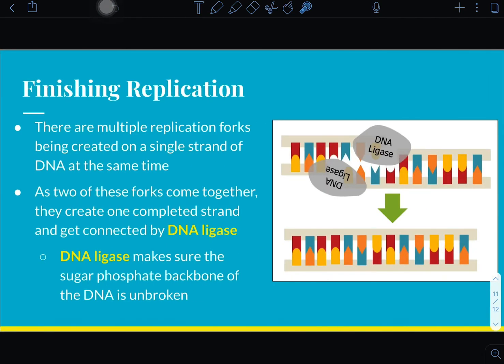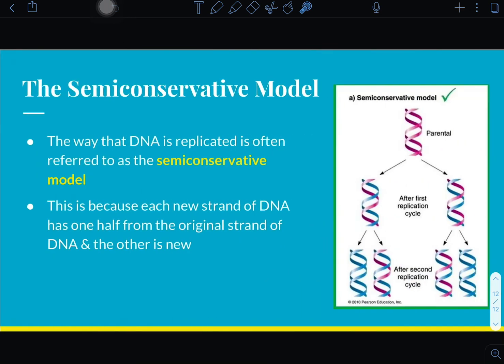Okay, so then at the very end, there is another enzyme that goes through. There are multiple replication forks going through to create a DNA strand. As these forks come together, they will create one complete strand when we're all done, and they connect them with another enzyme called DNA ligase. And it makes sure that the sugar phosphate backbone is connected. So it takes this piece and connects it to this piece and this piece and makes sure that they are connected. So we have two complete backbones. It's another enzyme. Lots of enzymes involved here.